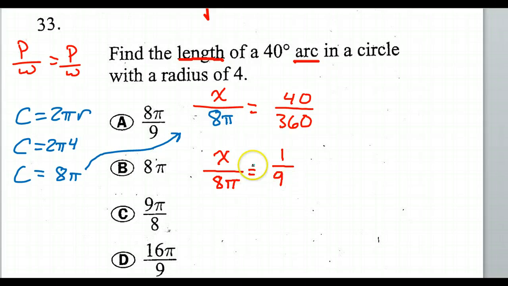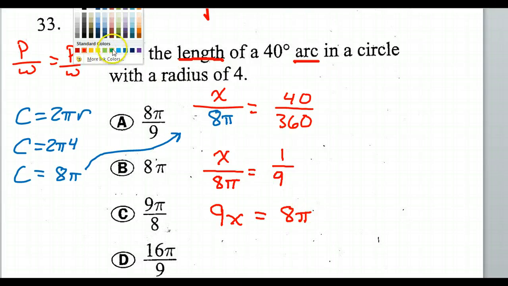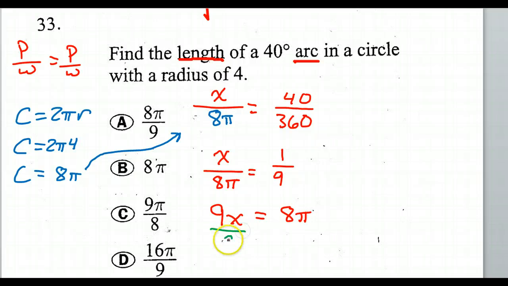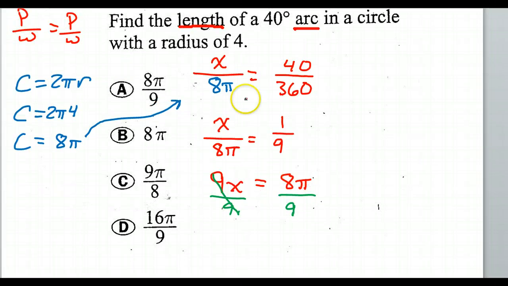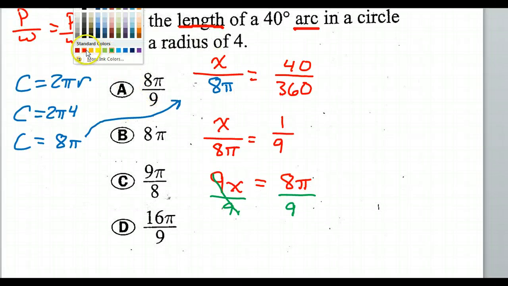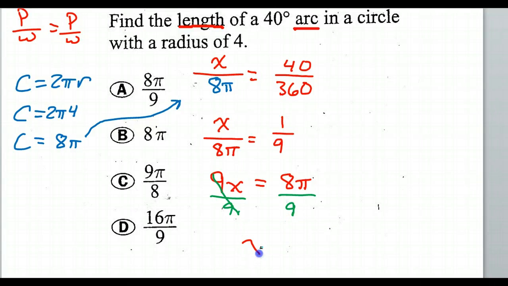So then we're just going to cross multiply. So going this diagonal, that's going to be 9x equals, and going this diagonal, 1 times 8 pi is just 8 pi. So if I divide both sides by 9 at this point, okay, those 9s cancel out. All right, and that just leaves me with x equals 8 pi over 9.